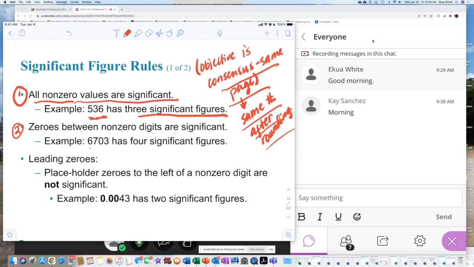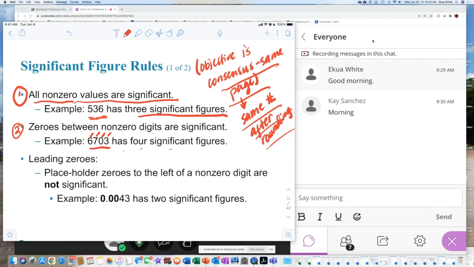So 6703 has four significant figures because, of course, the 6, the 7, and the 3 are significant. But the 0 is also significant because it's sandwiched between two non-zero numbers. Okay? Zeros between two non-zero numbers are significant. Okay, so hopefully you're writing this down. And then we're starting to deal with the zeros.